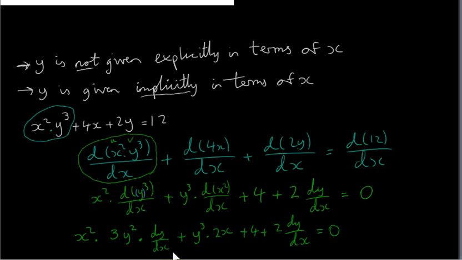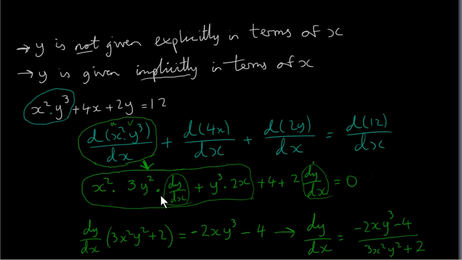Now the next step is to solve for dy dx, to isolate dy dx. Gather up terms in dy dx on the left hand side, bring over terms that don't contain dy dx to the right hand side. So here I factorized dy dx out of 3x squared y squared and out of the plus 2. And I've brought over y cubed 2x plus 4 to the right hand side. And finally we just divide across by this expression here, and now we have dy dx.